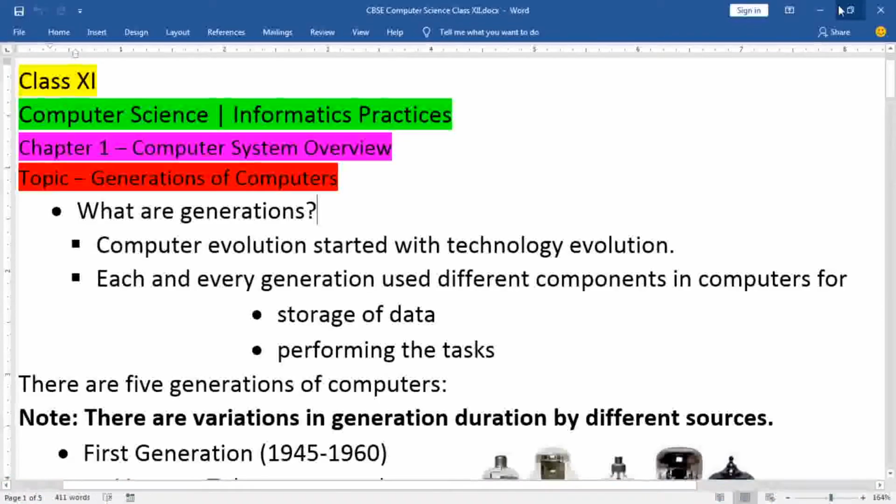Namaskar students. In this video, I am going to explain generations of computers, which is part of chapter 1, computer system overview, for computer science and informatics practices.